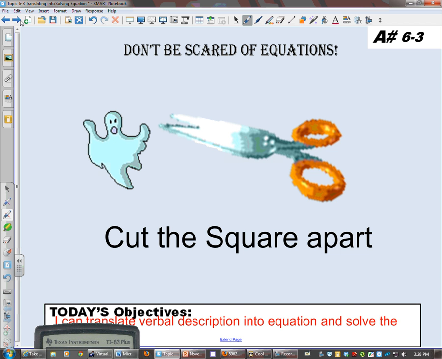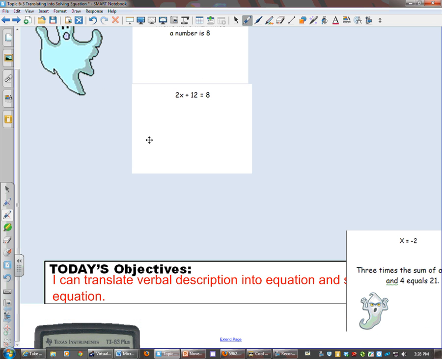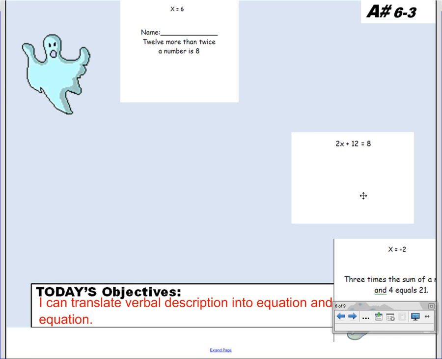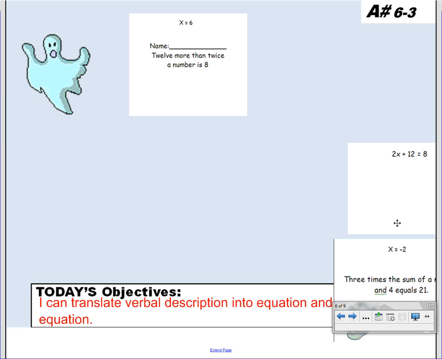Once you have the squares cut, you need to find the square that has the words for your name or the place for your name on it. That is the first square in the top left-hand corner. Make sure you put your name. That way we know who the chain belonged to. Next, you're going to translate the description into an actual equation.